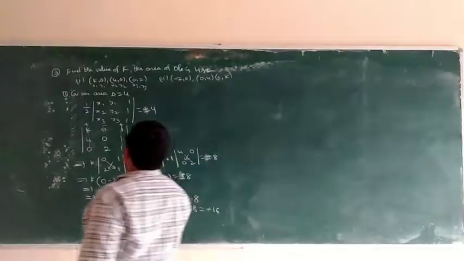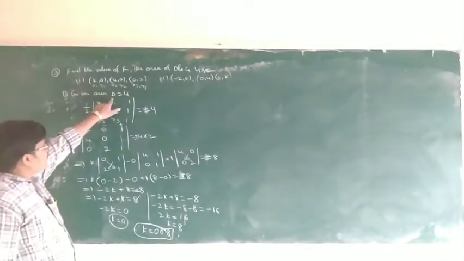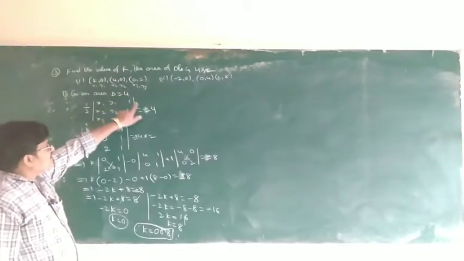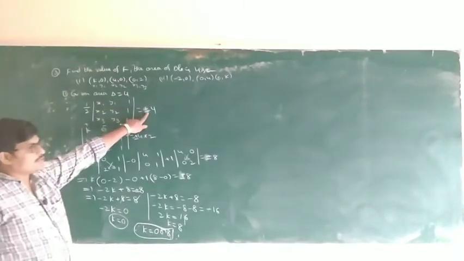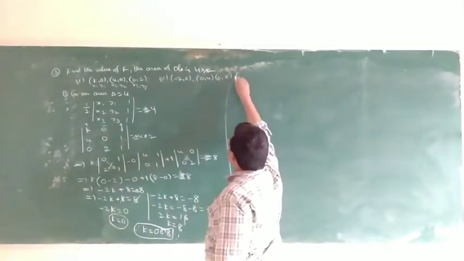This one, which type is it? The third method: find the value of k so that the area of the triangle is given, taking plus or minus both, because of the given note. This is the third method. Next, the fourth question.